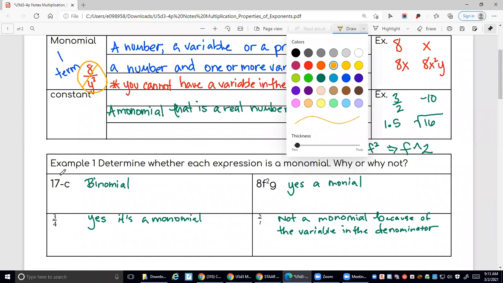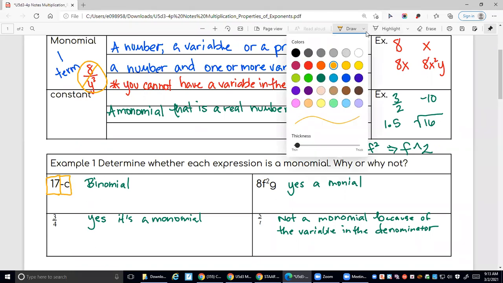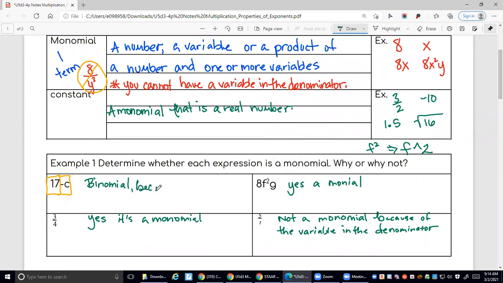It's the pluses and the minuses, right? Yeah, exactly. And so right here, that separates it. My first term is 17. My second term is negative c. So this is actually a binomial because there are 2 terms. So I'm going to put that in there, because there are 2 terms. Pretty easy? Hopefully. All right, questions.